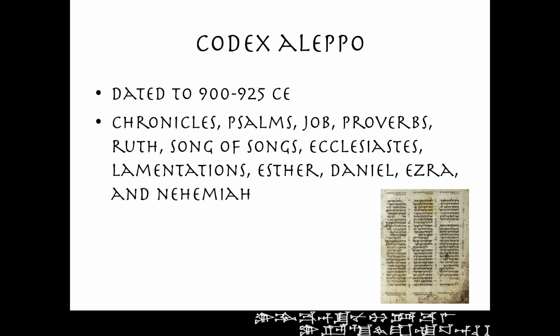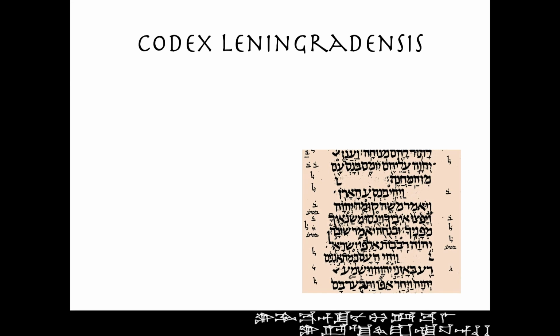Codex Aleppo is another significant source, dated to 925 CE. It contains much of the Old Testament text, except for the Torah. So you can see Chronicles, Psalms, Job, Proverbs, Ruth, Song of Songs, Ecclesiastes, Lamentations, Esther, Daniel, Ezra, and Nehemiah. But, of course, the Torah is not present, but again, a significant manuscript for reconstructing the Hebrew text.